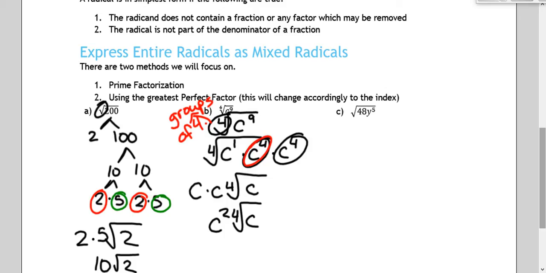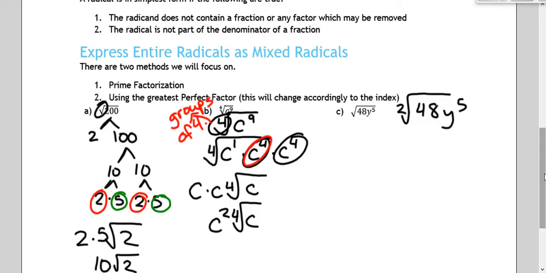Okay. Now, with this one, we have a couple different things going on. We have the square root of 48 y to the 5. Now, I'm going to break this down into the biggest perfect square that's going to fit in there. Is it 4? Or is it 16? Let me check. 48 divided by 16 works perfectly.